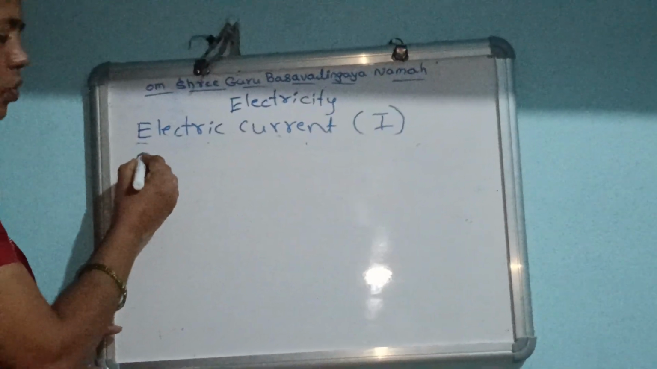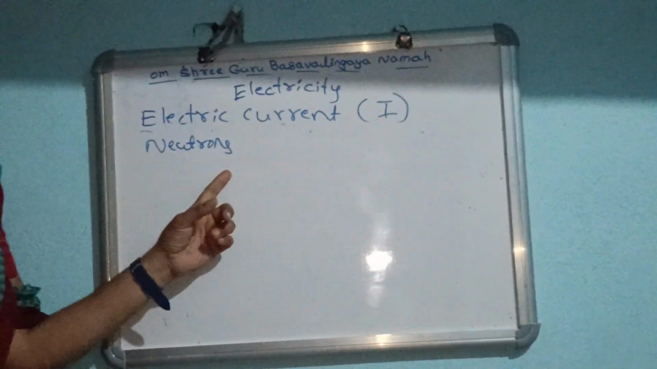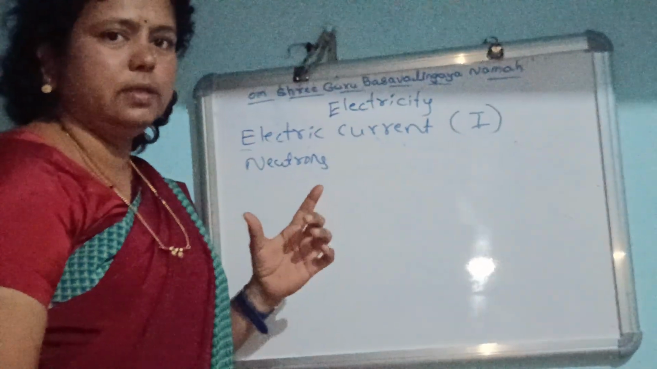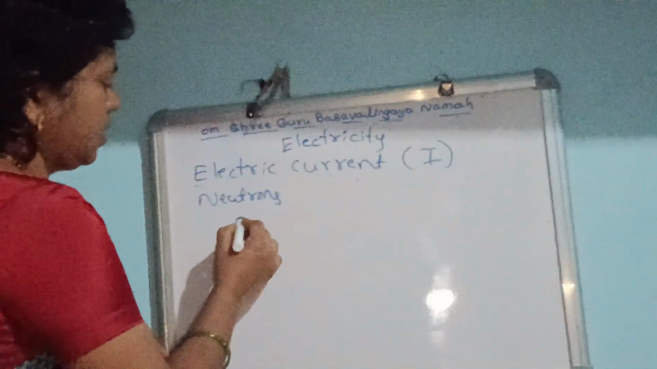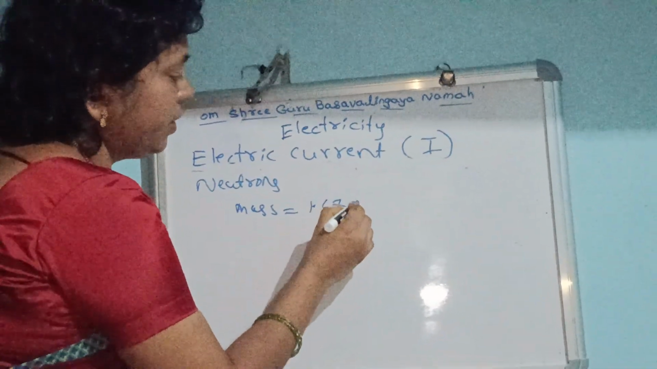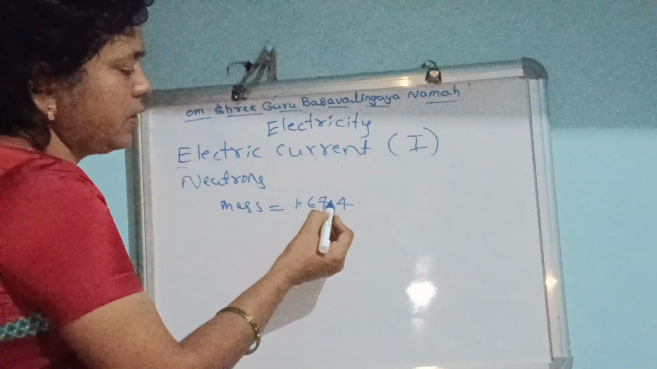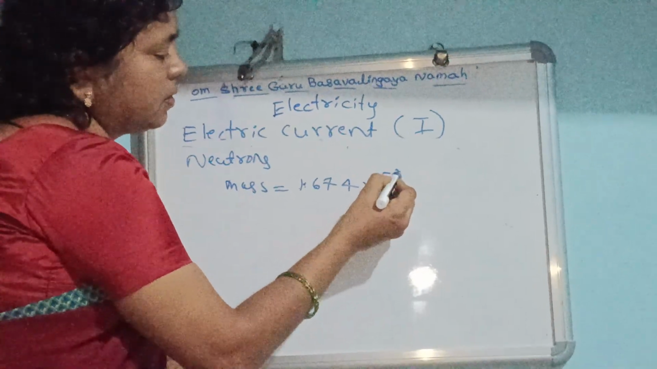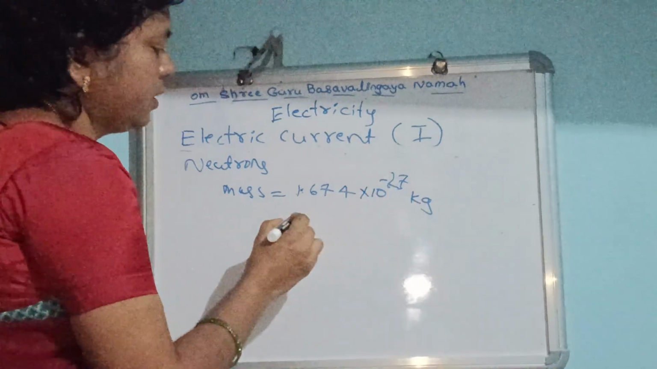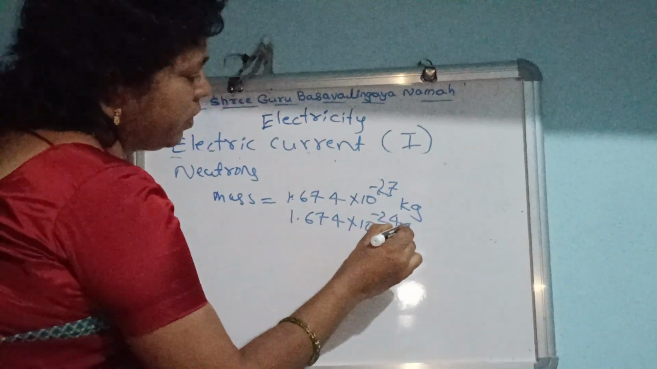Next, we move on to neutrons. The name indicates that they are neutral, with no charge but they have a mass. The mass is slightly greater than that of protons. The mass of a neutron is 1.674 × 10^-27 kg, whereas the mass of a proton is 1.673 × 10^-27 kg, or in gram, 1.674 × 10^-24 gram.